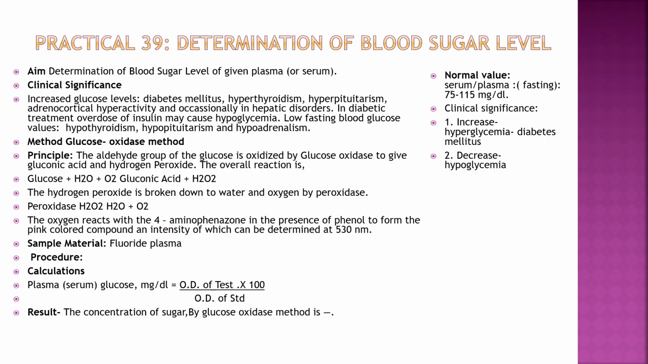Normally it is 75 to 115 milligram in fasting blood sugar level, and increase is seen in hyperglycemia, that is diabetes mellitus.